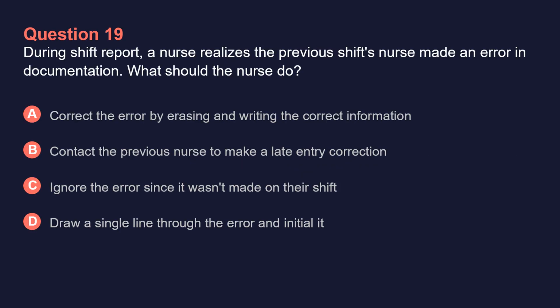Question 19. During shift report, a nurse realizes the previous shift's nurse made an error in documentation. What should the nurse do? A. Correct the error by erasing and writing the correct information. B. Contact the previous nurse to make a late entry correction. C. Ignore the error since it wasn't made on their shift. D. Draw a single line through the error and initial it.